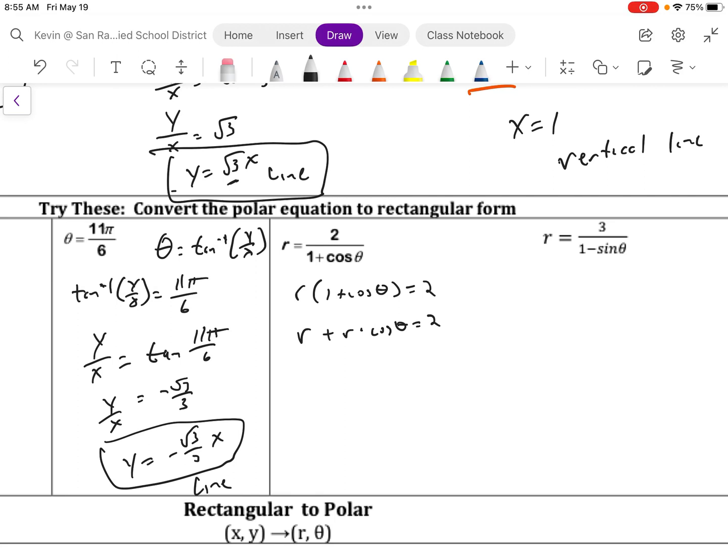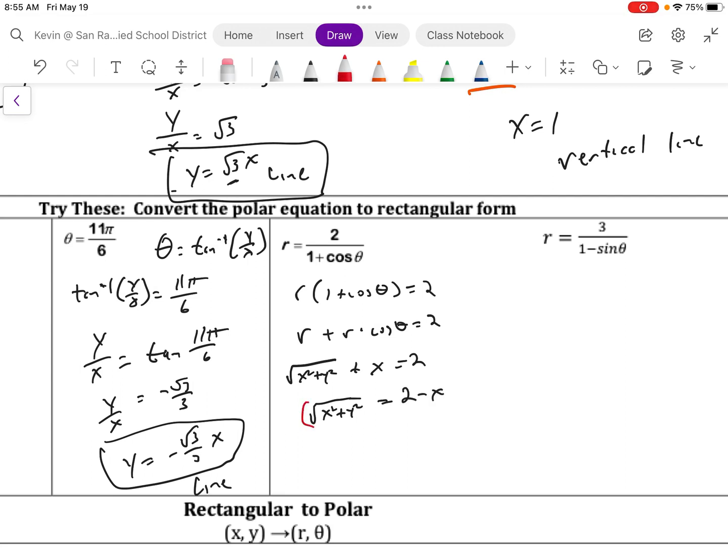All right, r equals the square root of x squared plus y squared, so we're going to substitute that in. We want to get rid of all the r's and all the thetas. r cosine theta equals x, so this is plus x equals 2. I'm going to bring the x over to the other side. So I have square root of x squared plus y squared equals 2 minus x.